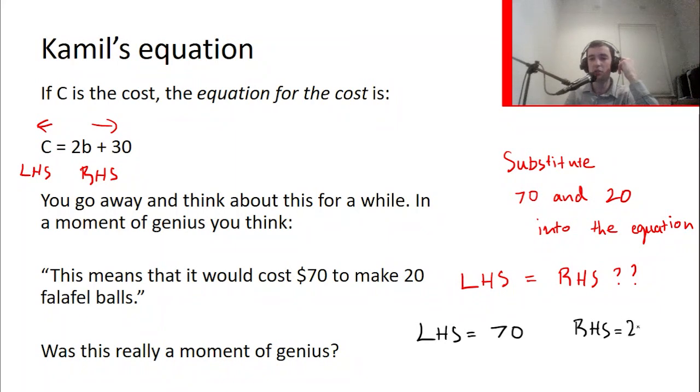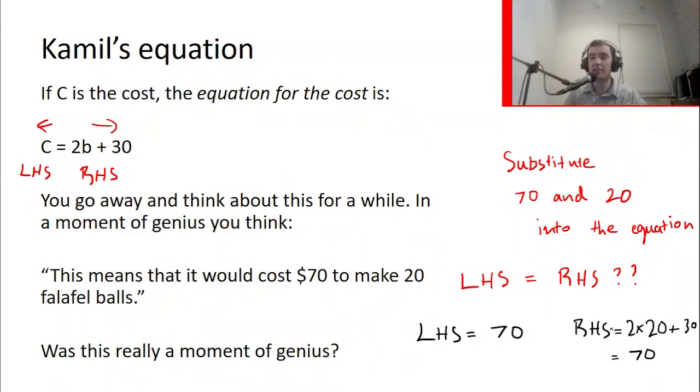Let's look at the right-hand side. That equals 2 times, now we're up to B. Now we can substitute 20 instead of B. So write 2 times 20 plus 30. 2 times 20 is 40. 40 plus 30 is 70. So the right-hand side equals 70.